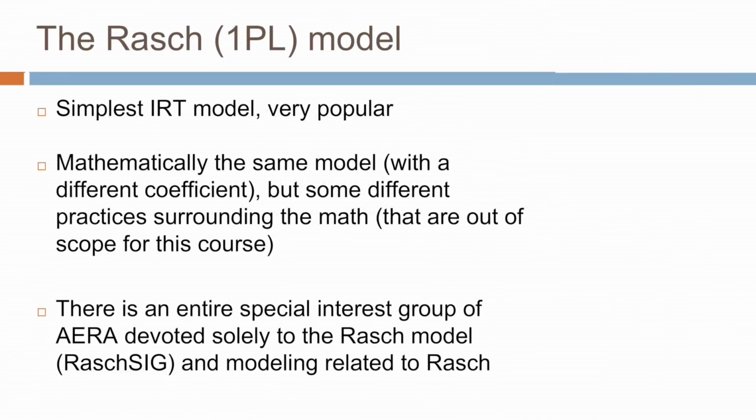The simplest IRT model, and a very popular one, is the Rasch model, also sometimes called the 1PL model. Now, Rasch and 1PL are mathematically the same model with a different coefficient, but there's some different practices surrounding the math that some people take very seriously and are outside the scope of this course. In fact, there's an entire special interest group of AERA, the American Educational Research Association, devoted solely to the Rasch model and modeling related to Rasch. But we're going to treat these the same for the purposes of this discussion.